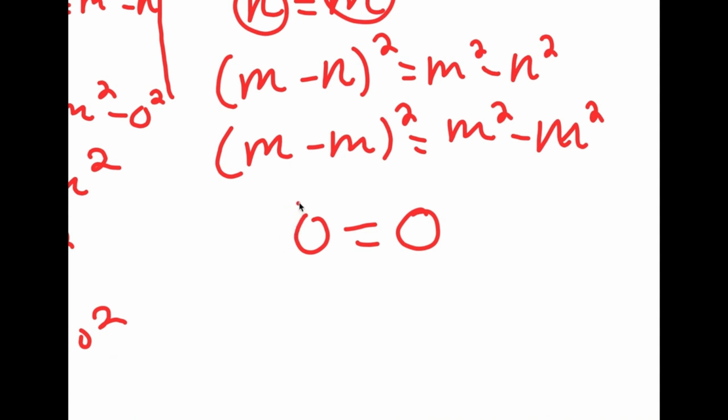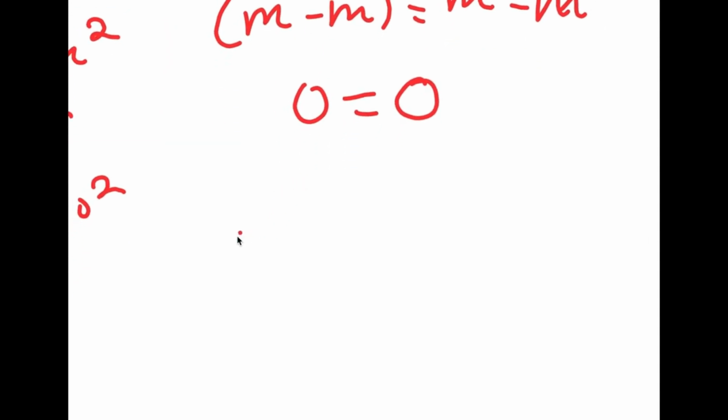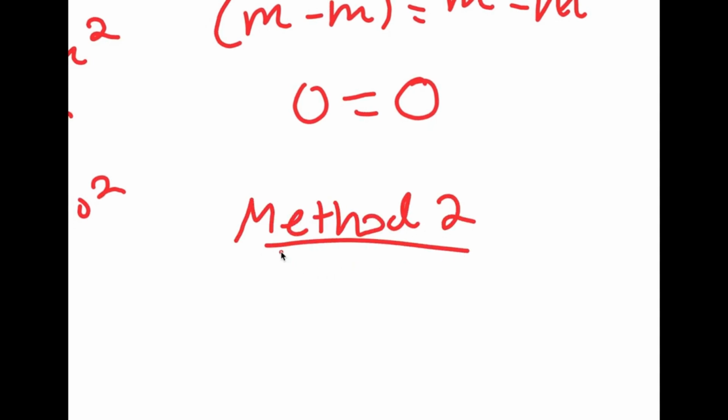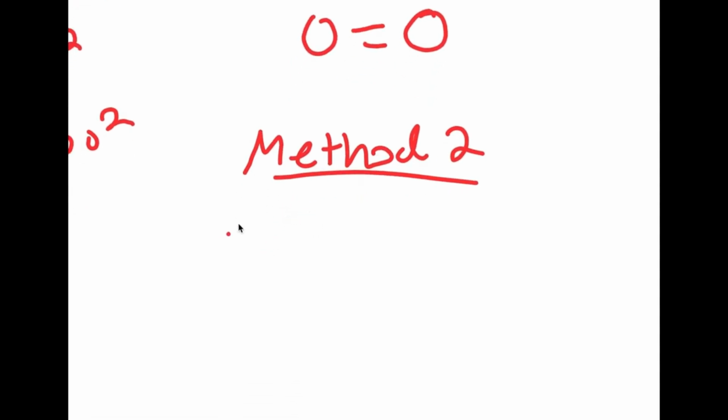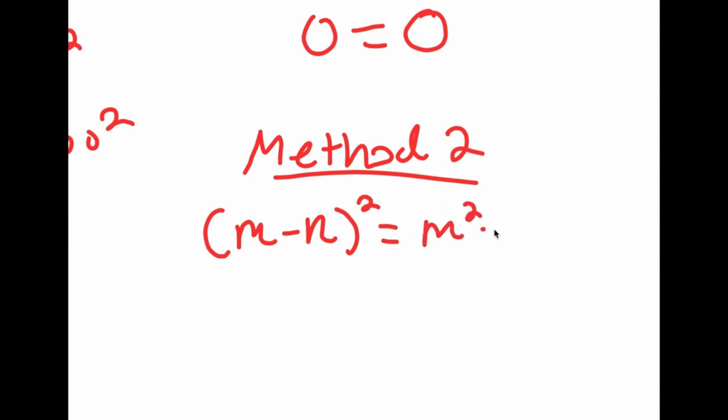So, now going back, what I'm going to do is a different method to solve this problem. So method 2 is, first let's rewrite the equation. We have (m − n)² is equal to m² − n².